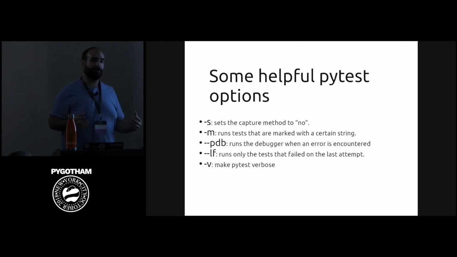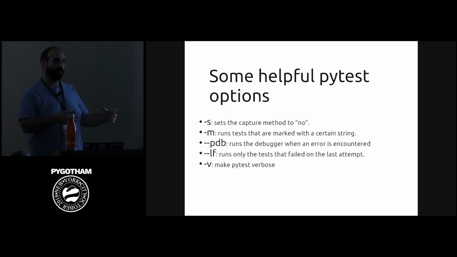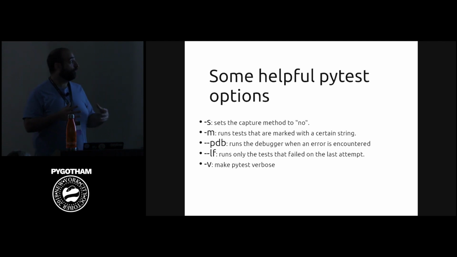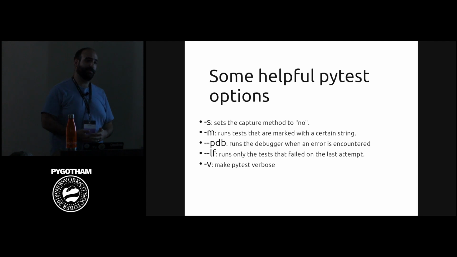So if you had a collection of tests, you can set a decorator on each one of those tests that marks it as a certain name. And then when you go to run PyTest, you pass in the -m with a name, and that allows you to run certain tests. --pdb, basically whenever we run into an error, we're going to drop into the Python debugger, which is a great tool. If you're still using print to do debugging, try out PDB. It's awesome.